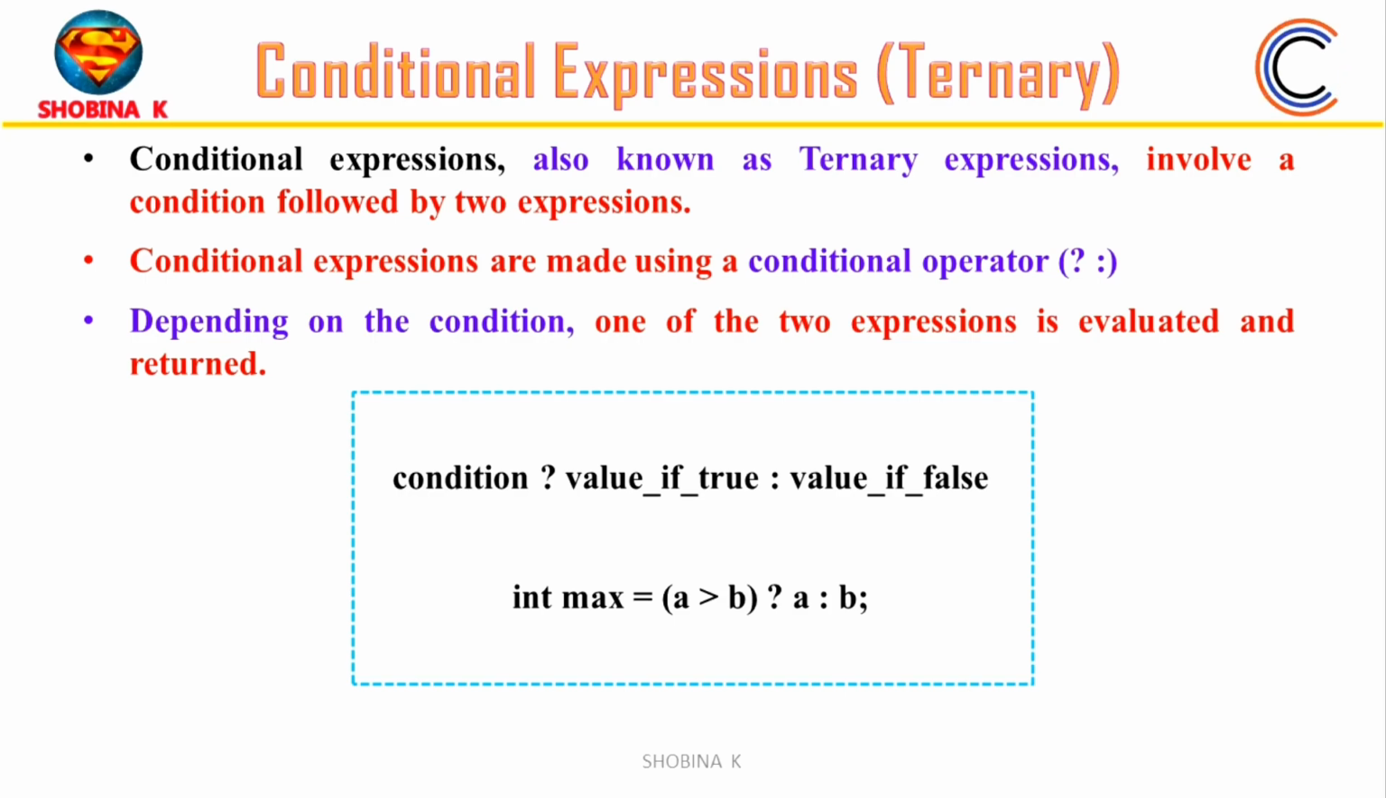Look at this example. A greater than B is a condition being evaluated. It checks if the value of the variable A is greater than the value of the variable B. If the condition A greater than B is true, the value of A is assigned to the variable max. If the condition is false, the value of B is assigned to the variable max. And this is achieved using the ternary conditional operator (?), which has the syntax given above. To put it simply, if the value of variable A is greater than the value of variable B, then assign the value of A to the variable max. Otherwise, assign the value of B to the variable max.